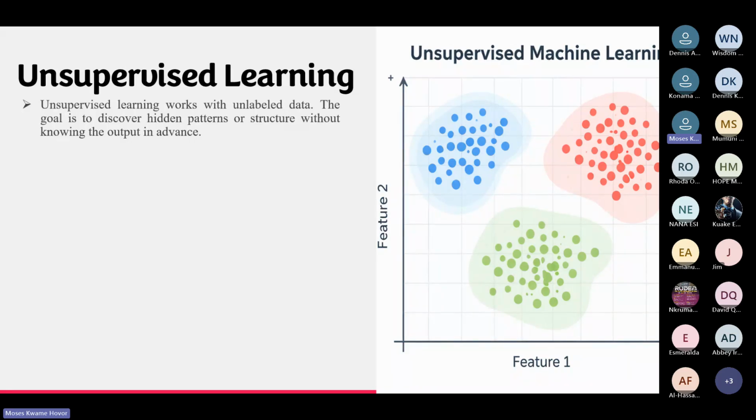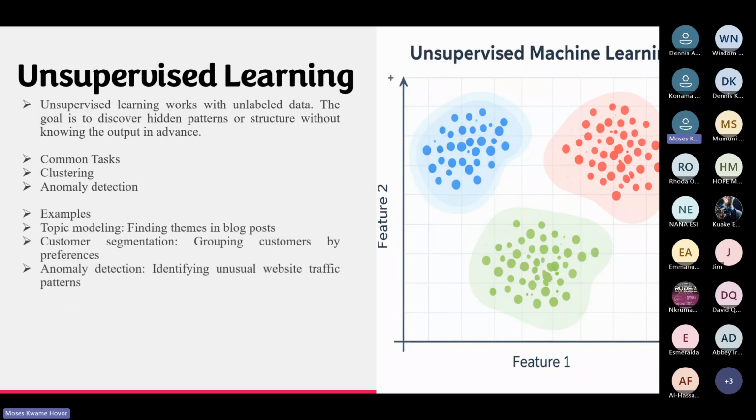Now the common tasks done here are clustering and anomaly detection. Examples include finding themes in blog posts, and customer segmentation, which is grouping customers by preferences, location, or purchasing habits. Anomaly detection is identifying unusual website traffic patterns. These are some few examples under unsupervised learning.